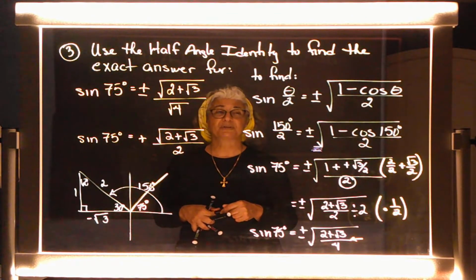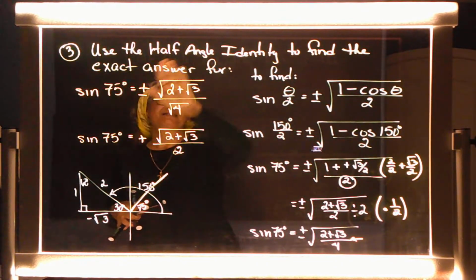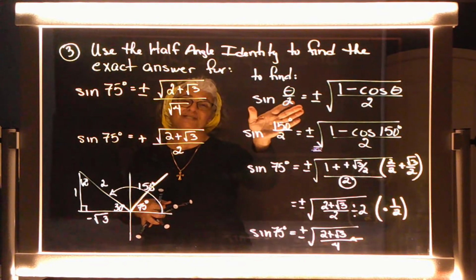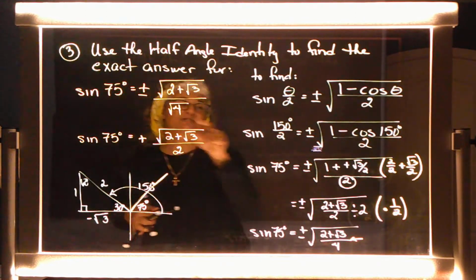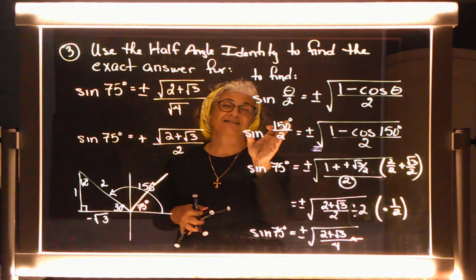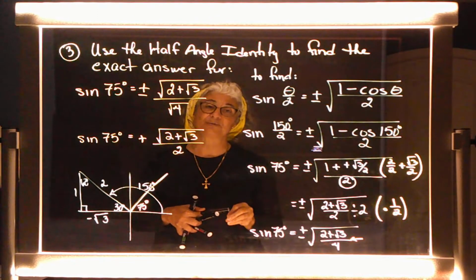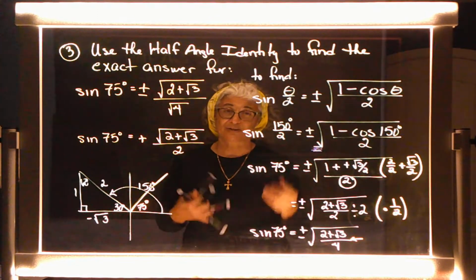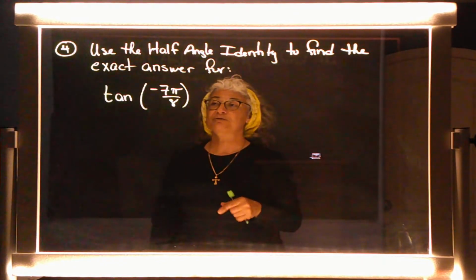Okay, so remember, we found theta. When they told me the sine of 75 degrees, and they said use the half angle, that means the sine of 75 degrees had to equal this half angle, which gave us 150 degrees. The sine of 75 degrees is exactly the same as saying the sine of 150 degrees divided by 2. Because 150 degrees divided by 2 is 75 degrees, right? Okay, hang in there. I got another half angle. Okay, so let's look at this next problem.